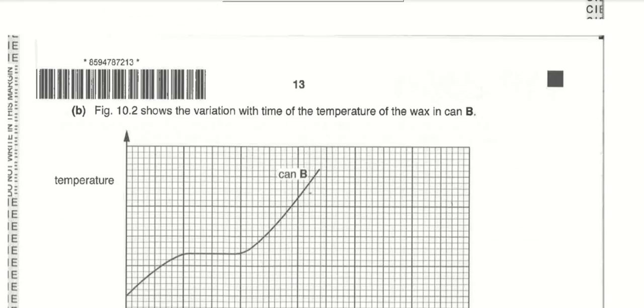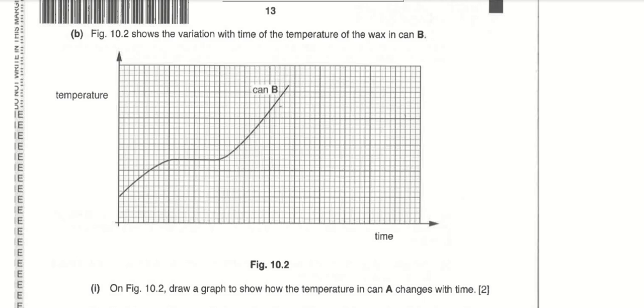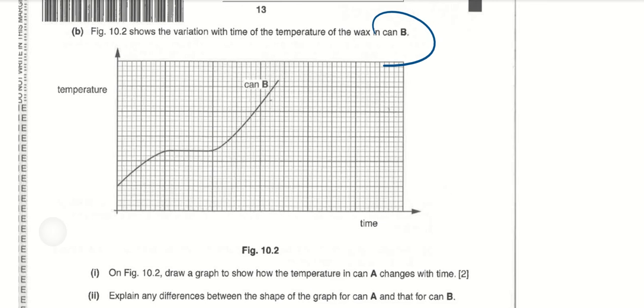Let's look at this. It shows the variation with time of the temperature of the wax in can B. Can B. I hope you all have underlined can B. So draw a graph to show how the temperature in can A changes with time. Now, can B is dull black. Can A is silver. Right? So did they start with the same temperature? Yes, right. So you must start at the same point. If you raise it higher or lower, straight away wrong.